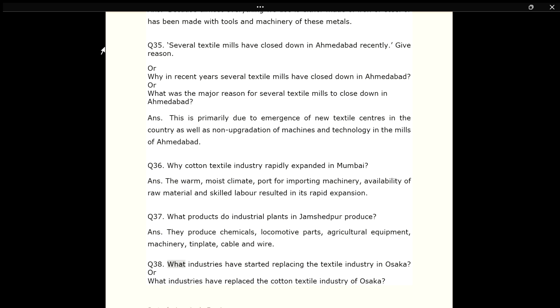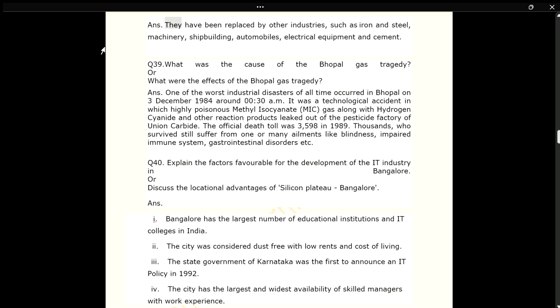Q38. What industries have started replacing the textile industry in Osaka? Or, what industries have replaced the cotton textile industry of Osaka? Ans. They have been replaced by other industries, such as iron and steel, machinery, shipbuilding, automobiles, electrical equipment and cement.